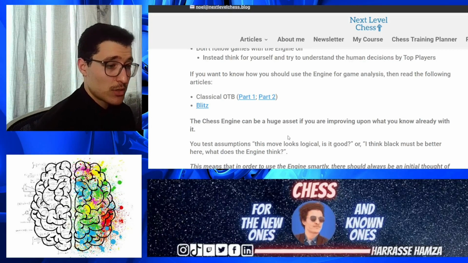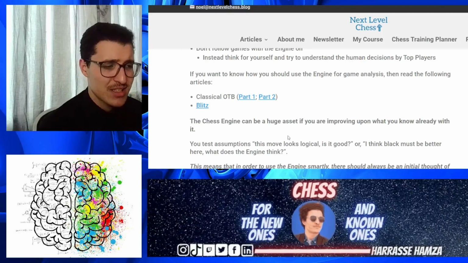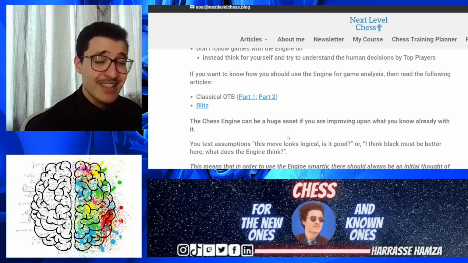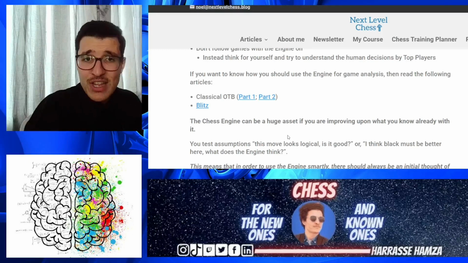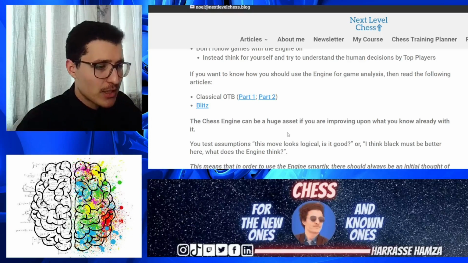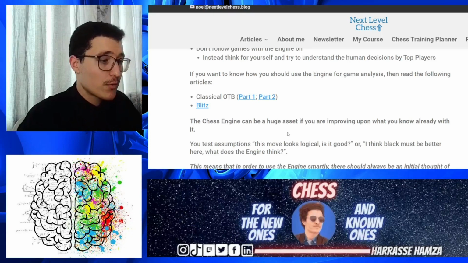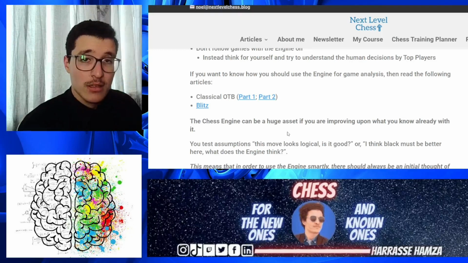You test assumptions. This move looks logical. It is good. Or I think Black must be better here. What does the engine think? It doesn't think. It simply does the job. You think. In order to use the engines smartly, they should always come after your own first attempt to understand the position.